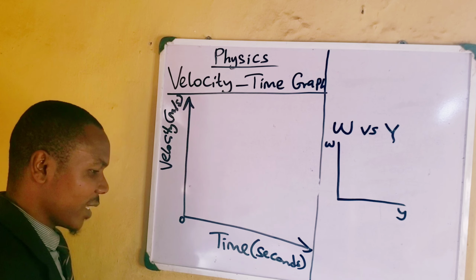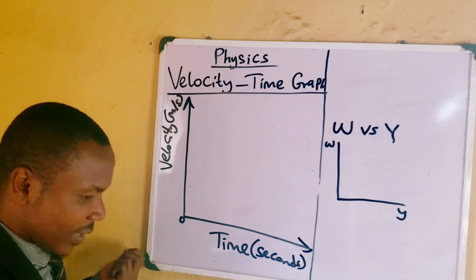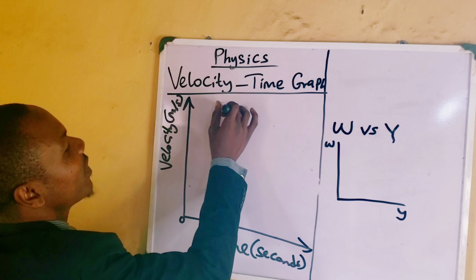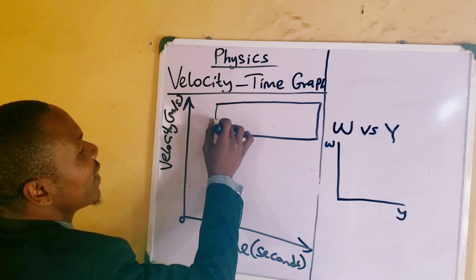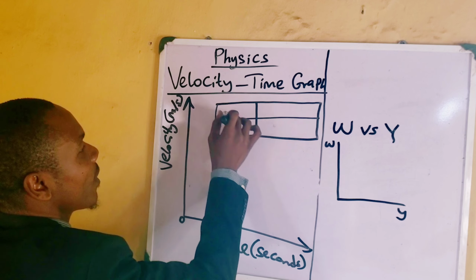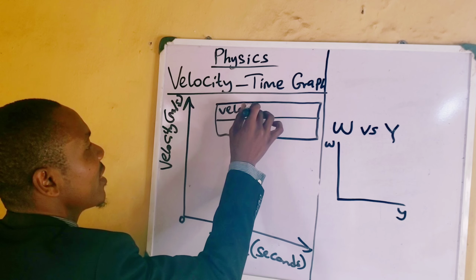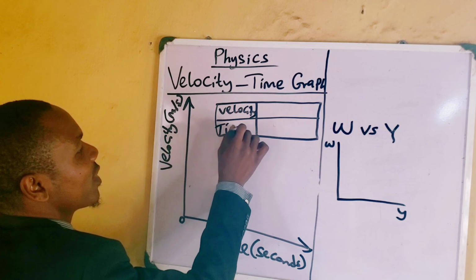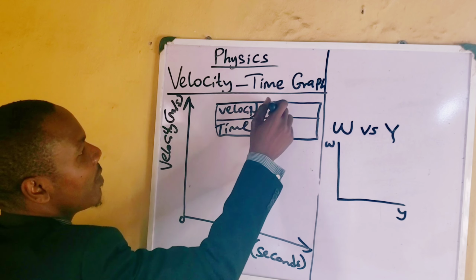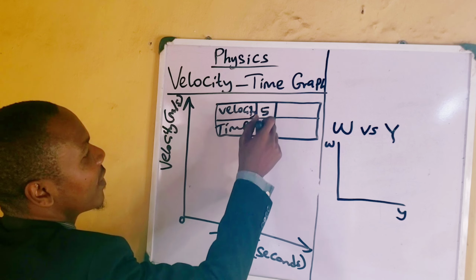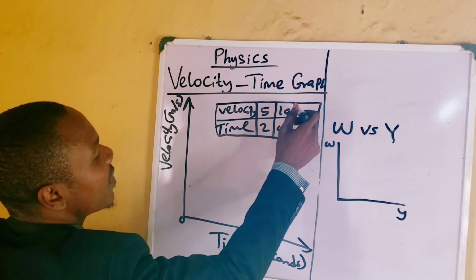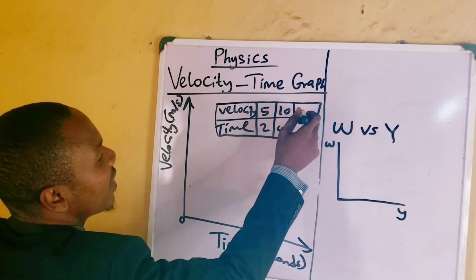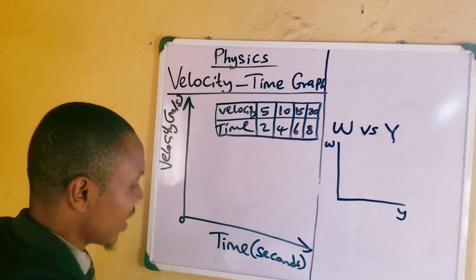All right. Suppose you have a table like this. I'm just giving an example. Let's say this column is velocity and this one is time. Maybe here you have 5, here you have 2, here you have 10, here you have 4, then 15 and 6, then 20 and 8. Can you see that?